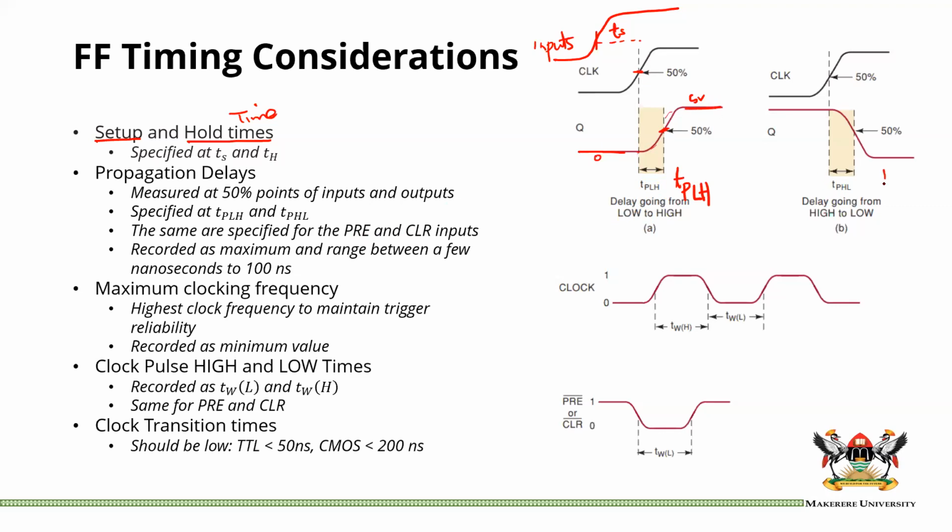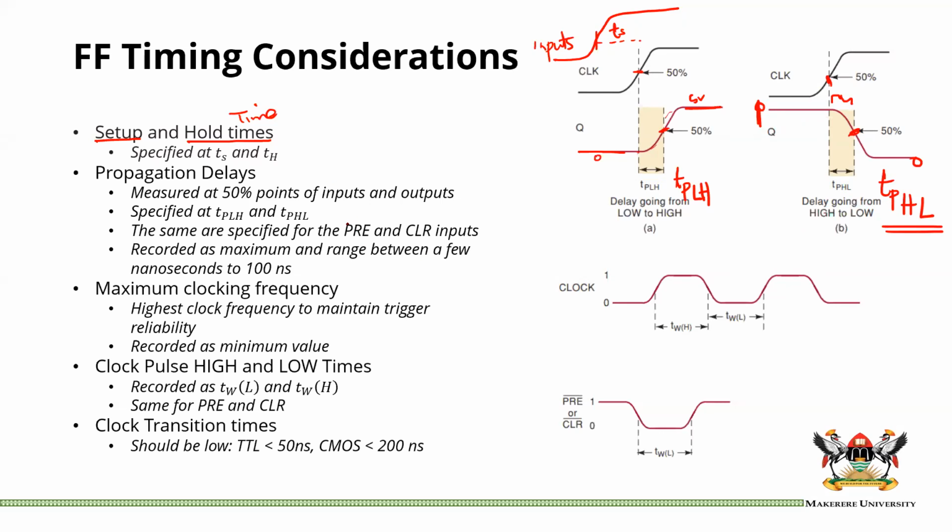On this side, it is propagation delay, high to low, because here, presumably, your output was initially 1 and you want to make it a 0. So you give the clock transition at this point, and the transition of the output actually passes the 50% point at that point. So this delay is our propagation delay from the high level to the low level.